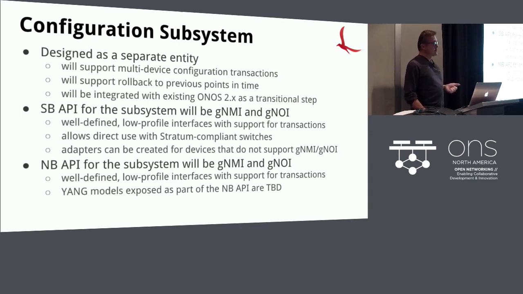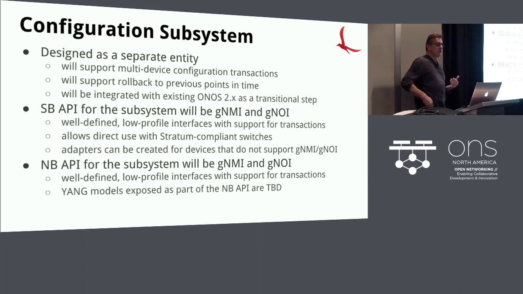The southbound API for the subsystem will be gNMI and gNOI. Why? The primary reason is that it will be able to sit right alongside, on top of Stratum, without any intervening driver layers. Of course, if it sits on top of devices that today support gNMI, or that support NETCONF, RESTCONF or even SNMP, we can write an adaptive layer as drivers that will support gNMI on top and, on the bottom, whatever protocol is required to talk to the device.